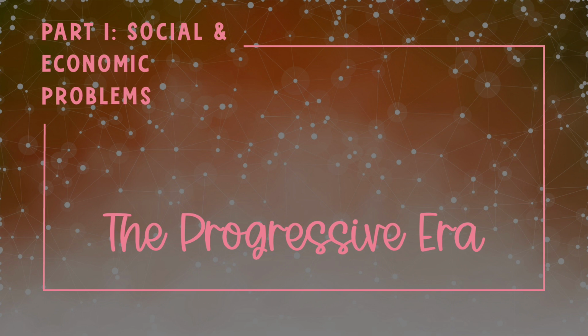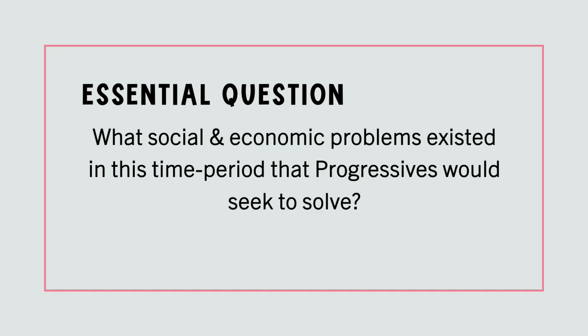The United States was busy, both at home and abroad, during this time, as the events in this unit take place simultaneously with the imperialism we studied last unit. As you are taking notes, be sure to include the information that helps you answer this essential question. What social and economic problems existed in this time period that progressives would seek to solve?